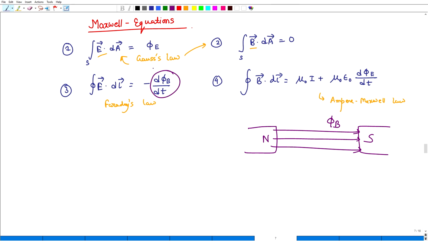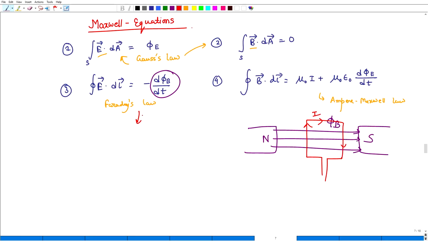In that case, when the magnetic flux changes with respect to time, if we put a wire like this, then there will be a current I. So it means that a magnetic field which is changing with respect to time can create an electric field.